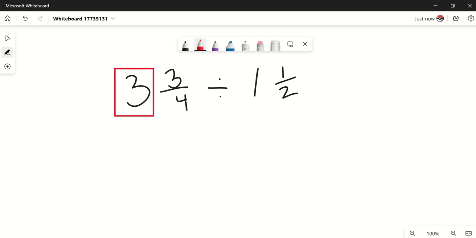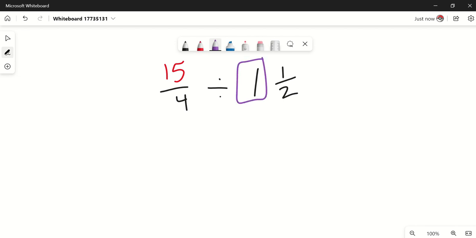In order to make a mixed number into an improper fraction, we take the whole number, multiply it by our denominator, in this case 3 times 4 would be 12, and add it to the numerator. 12 plus 3 would be 15. Put it over the original denominator. So this would make 15 over 4. On the flip side, I have 1 times 2, which would be 2, plus 1 would be 3. This would be 3 over 2.